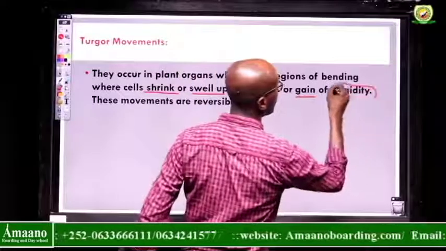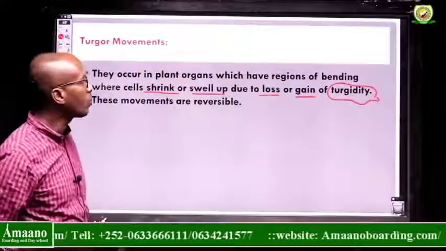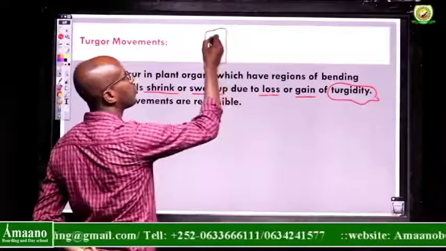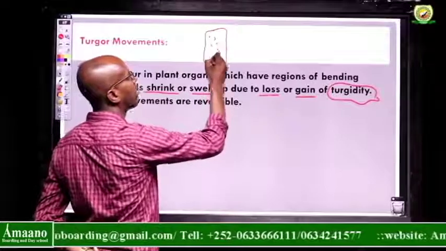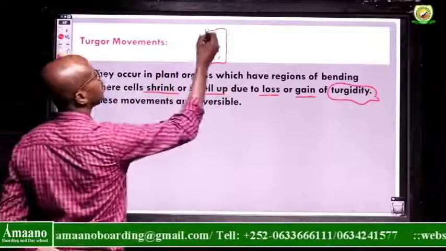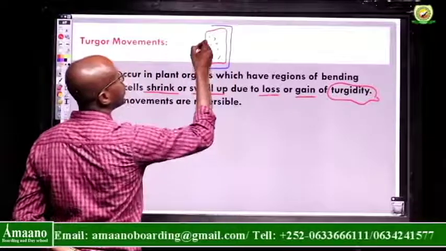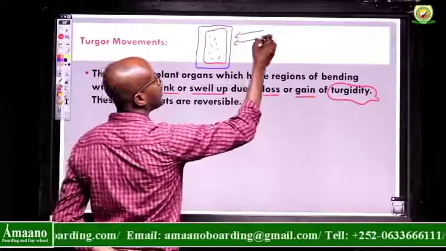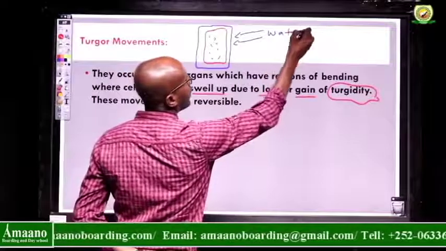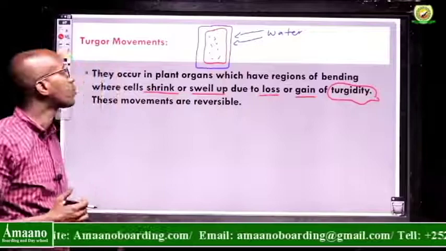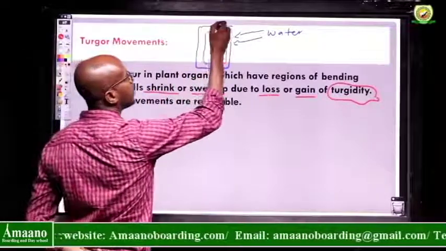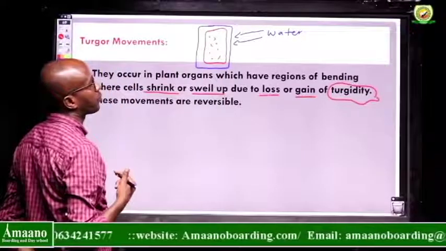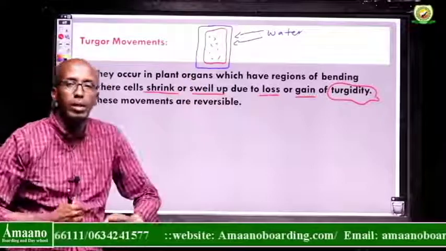So let's look at what we mean by the word turgidity. We know that plant cells have cell walls. Plant cells have a rigid cell wall. So if plant cells take in water, they do not burst like animal cells. This rigid structure prevents them from bursting. So instead they become swollen, turgid.